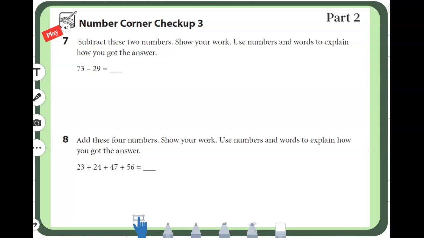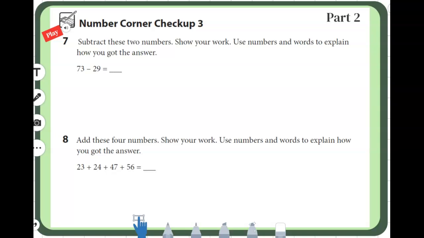Number 7. Subtract these two numbers. Show your work. Use numbers and words to explain how you got the answer. 73 minus 29 equals something. Show your teacher how you can solve this problem. This is your time to use your strategies, like an open number line, drawing your base 10 pieces. Maybe you're really good at the splitting strategy. Show your teacher what you can do.